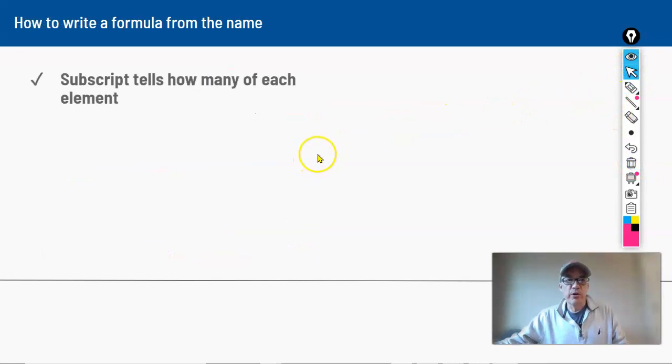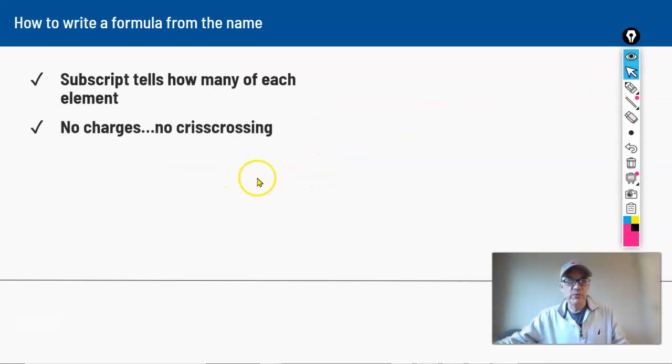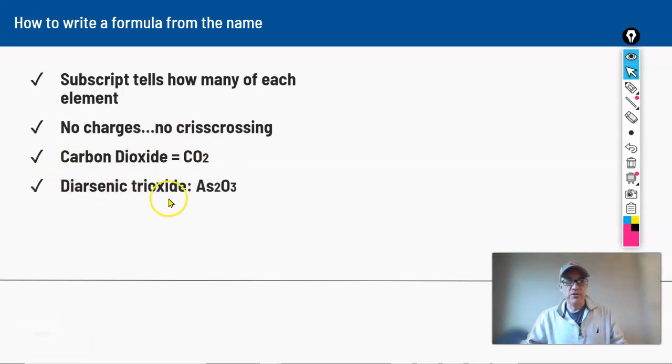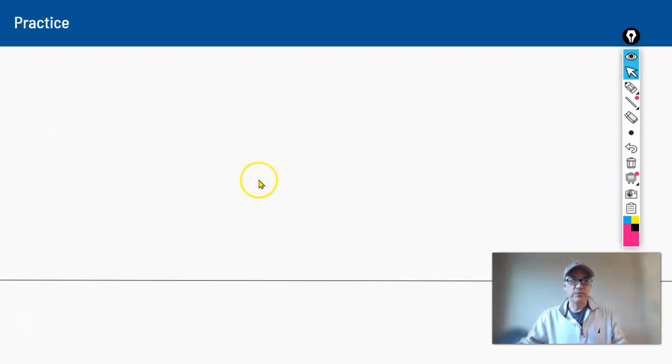Now, if we go the other way around, how do we write a formula given the name? Again, we use subscripts to tell how many of each one we have. Unlike with ionic, there's no charges, there's no crisscrossing. So again, carbon dioxide, I would just translate that to being 1 carbon and 2 oxygens. We would write it CO2. Diarsenic trioxide would be 2 arsenics, 3 oxygens. So I go to the periodic table, make sure I get my symbols right. So 2 arsenics, put a 2 after the As, 3 after the O.